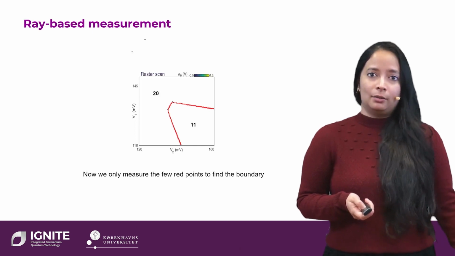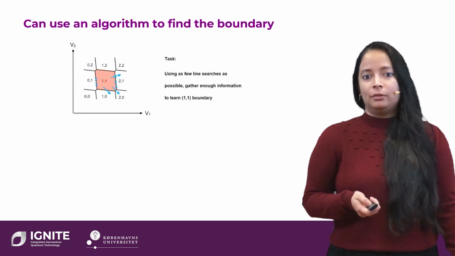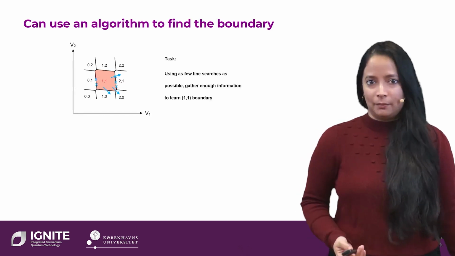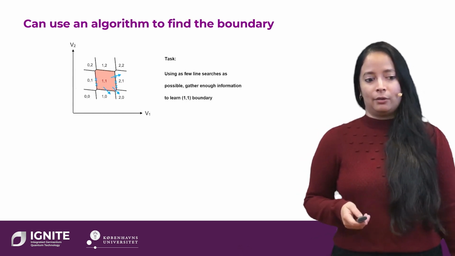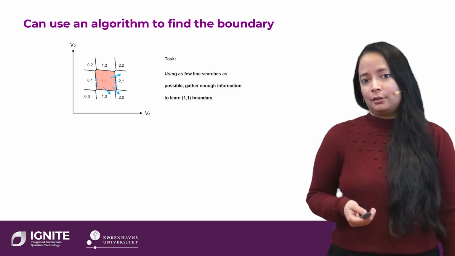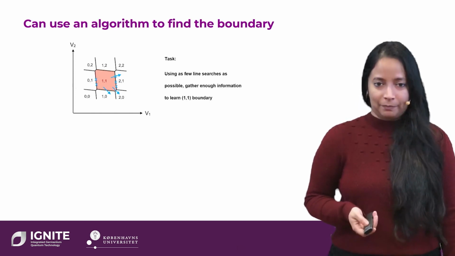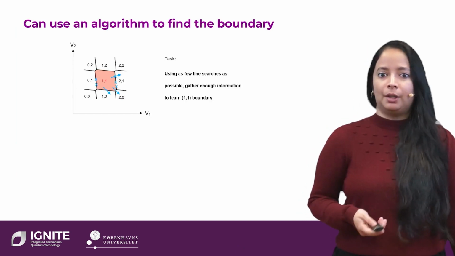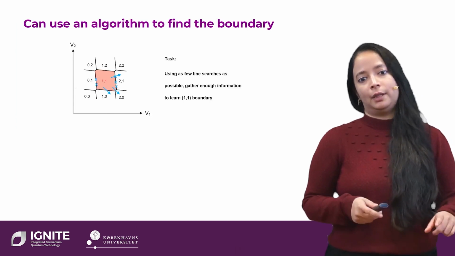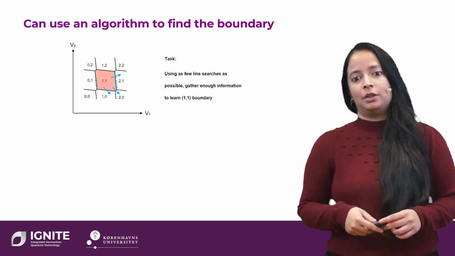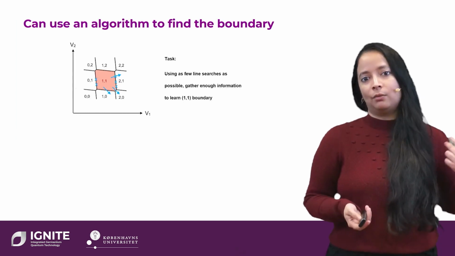So this is a good way to go. However, you don't need to send out your arrows in every direction. This seems to be also not as efficient as we could go, but you could use an algorithm instead to find this boundary. So the task that we gave to our computer science collaborators is: using as few of these line searches or arrays as possible, you should gather enough information to learn with high confidence the 1-1 boundary.